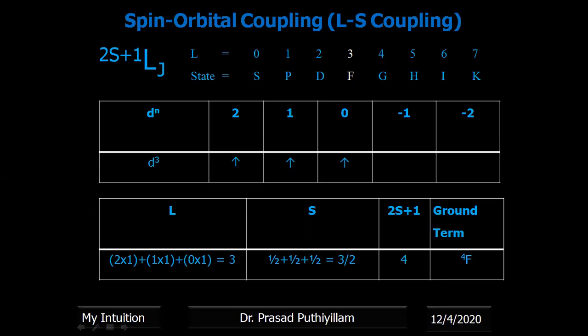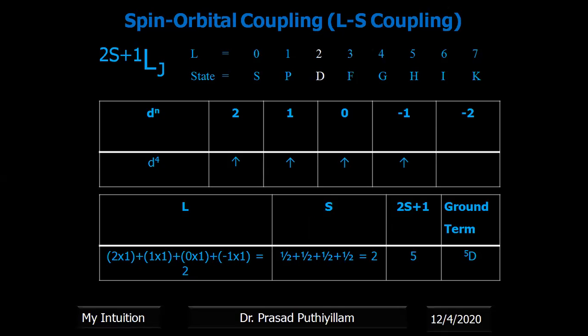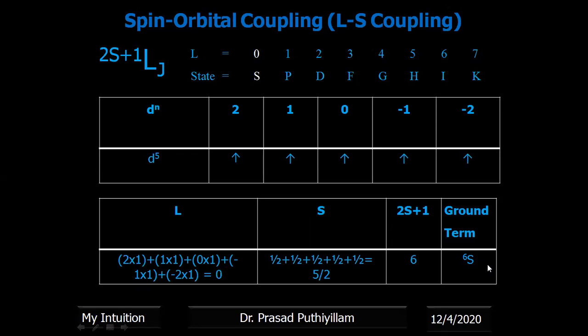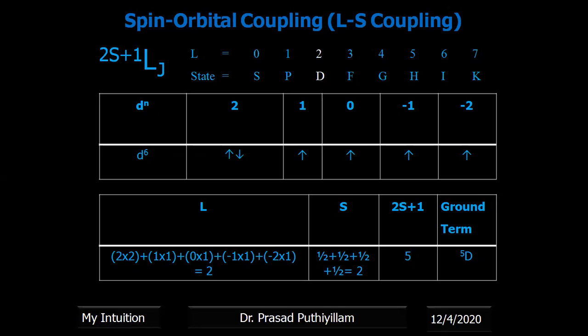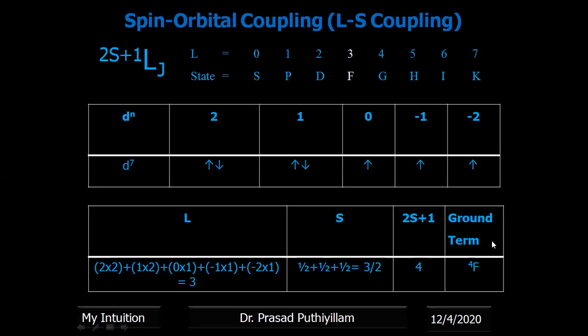Like that, for d3 system, the ground term becomes 4F. You can pause the video and check how it came. For d4, the ground term we write as 5D. For d5, the ground term we write as 6S. For d6, the ground term we write as 5D. For d7, the ground term we write as 4F. For d8, the ground term we write as 3F. And for d9, the ground term becomes 2D.